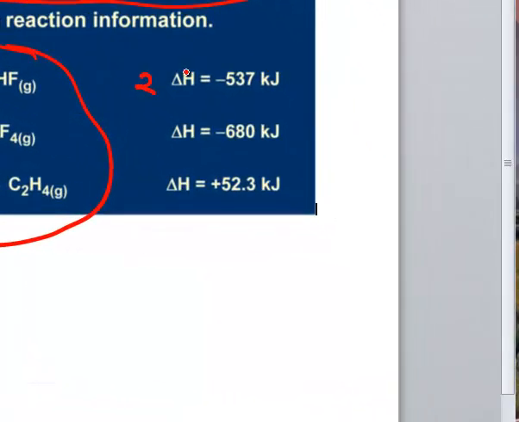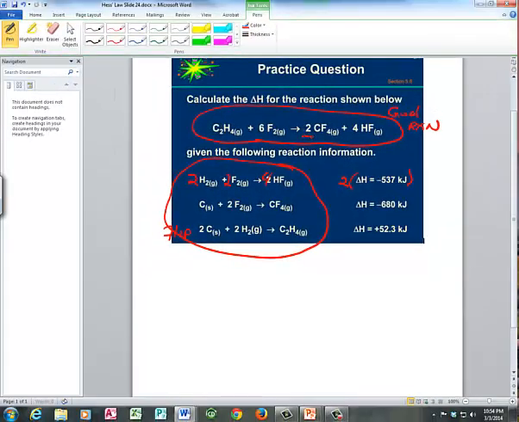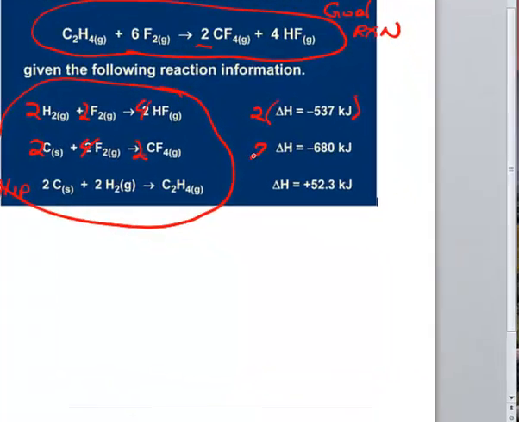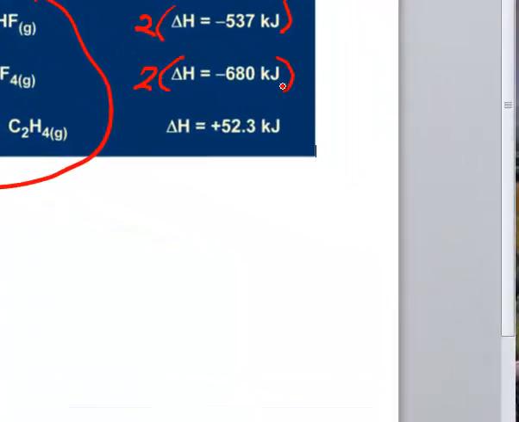So if you multiply the reactants and the products by 2, you also have to multiply the delta H by 2. We'll take a look at this second reaction. I've got carbon tetrafluoride as a product in this reaction, and the coefficient in my target reaction is 2. The coefficient in my path reaction is 1. So again, I need to multiply all the coefficients of this reaction by 2. And if I multiply the coefficients of all the reactants and products by 2, I have to multiply the delta H by 2 as well.